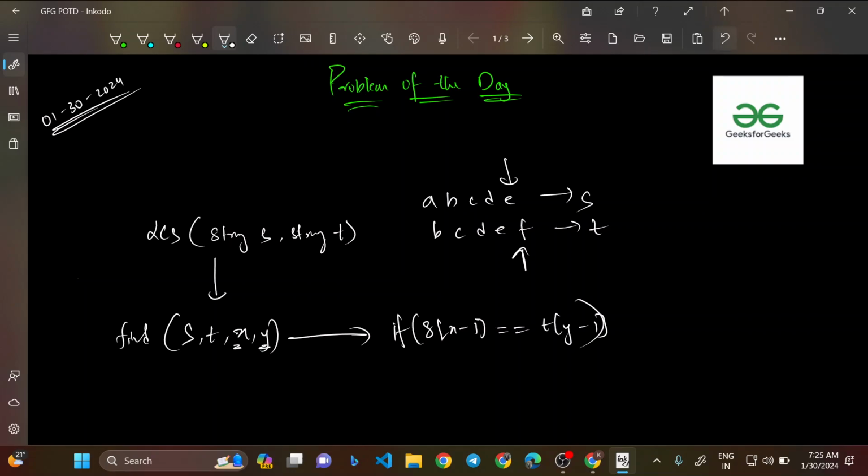If it is equal, then we will return 1 plus the answer of calling the find function on S, T, X minus 1 and Y minus 1. Because one character we have already compared, we'll just move these two pointers simultaneously to the left, since we have found that both are equal.